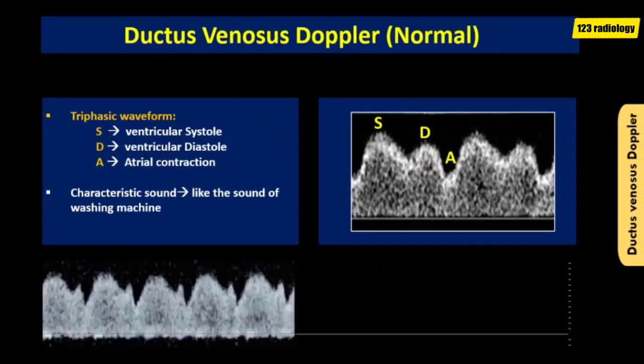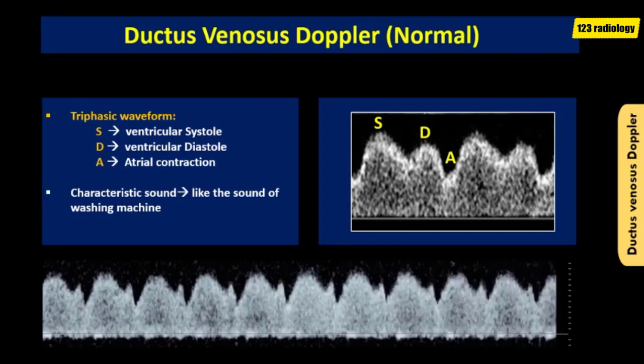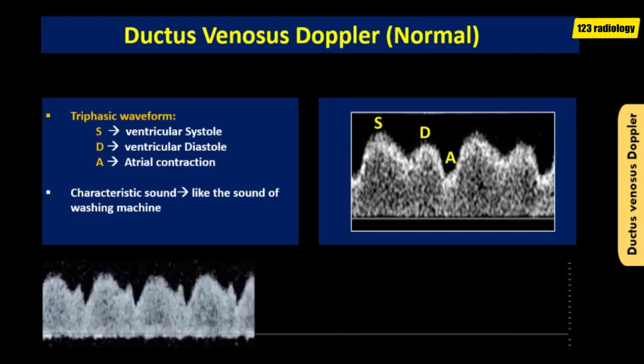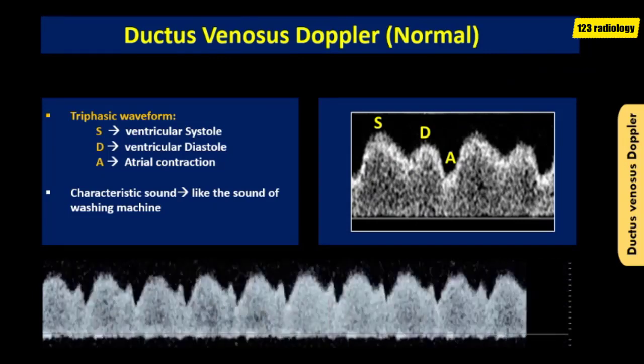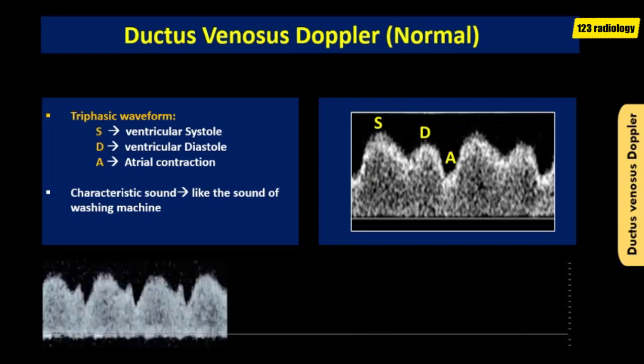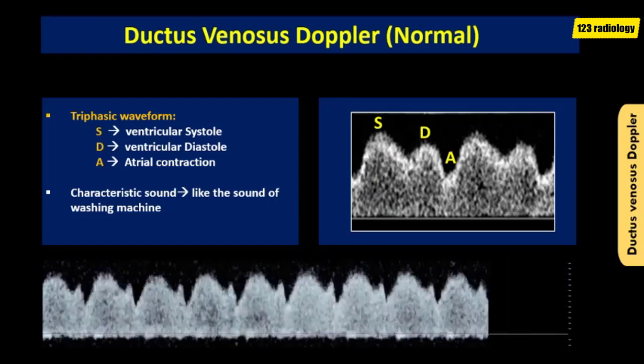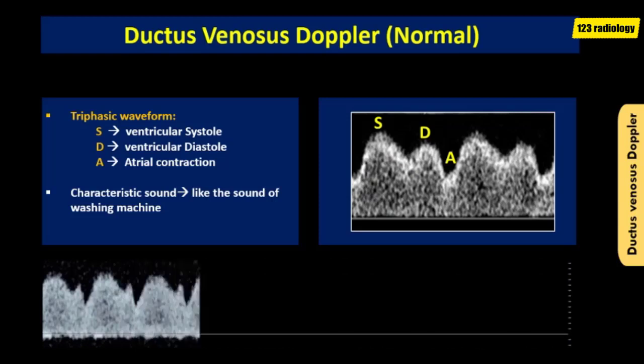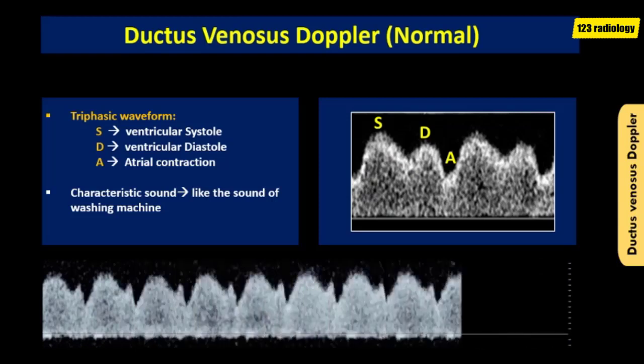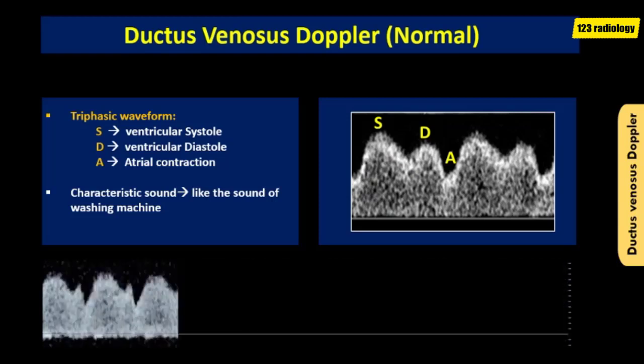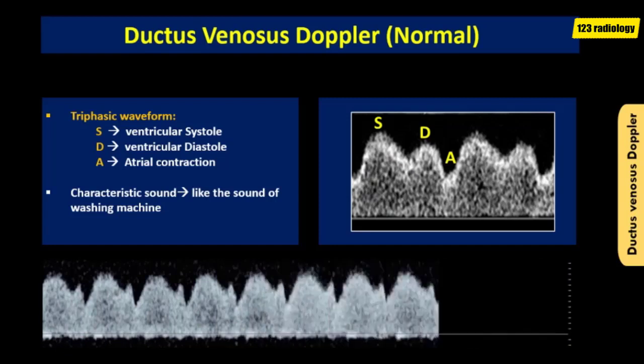The ductus venosus waveform has 3 components: the S wave, the D wave, and the A wave. The S wave reflects ventricular systole. The D wave reflects ventricular diastole. And the A wave reflects atrial contraction.